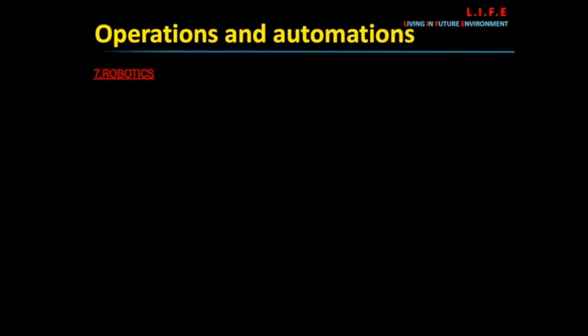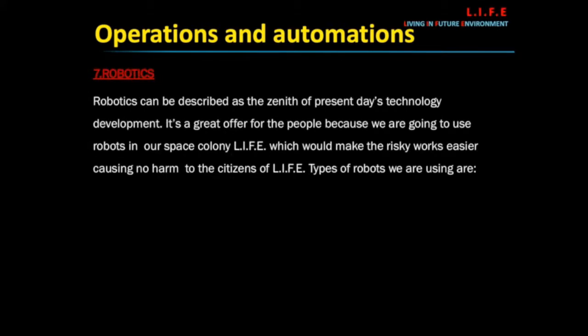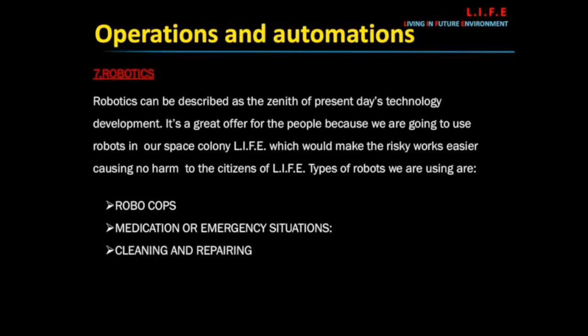Robotics. Robotics can be described as the zenith of the present day's technology development. It's a great offer for the people because we are going to use robots in our space colony Life, which would make the risky works easier, causing no harm to the citizens of Life. Types of robots we are using are Robocops, medication or emergency situations, cleaning and repairing, drivers, agriculture, industries.